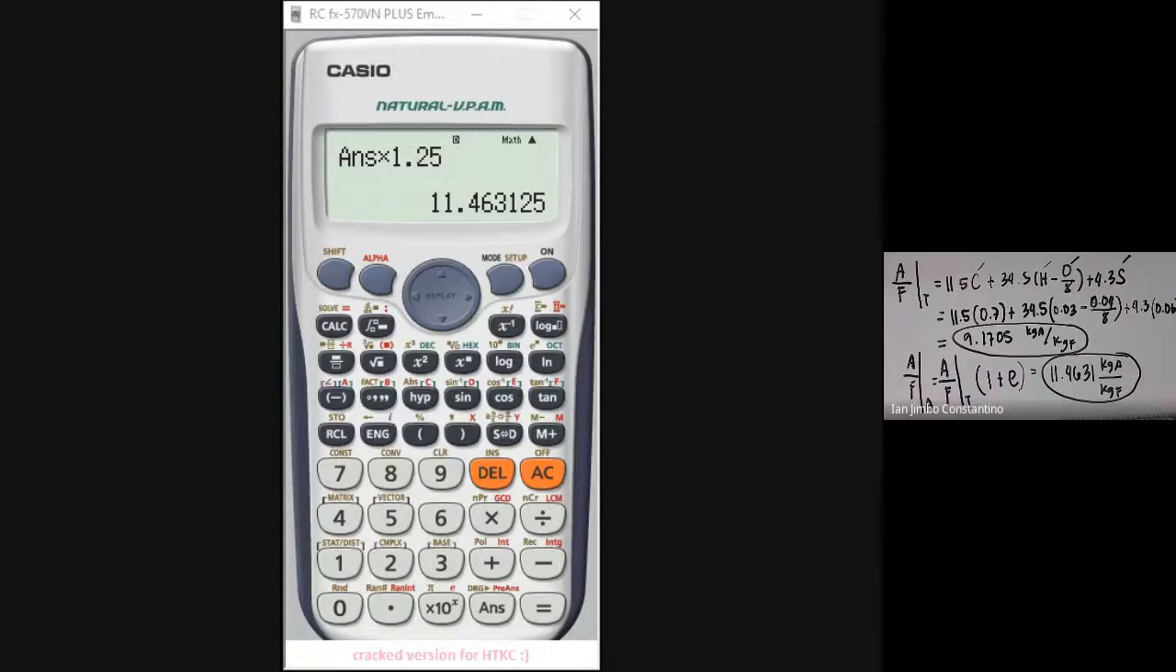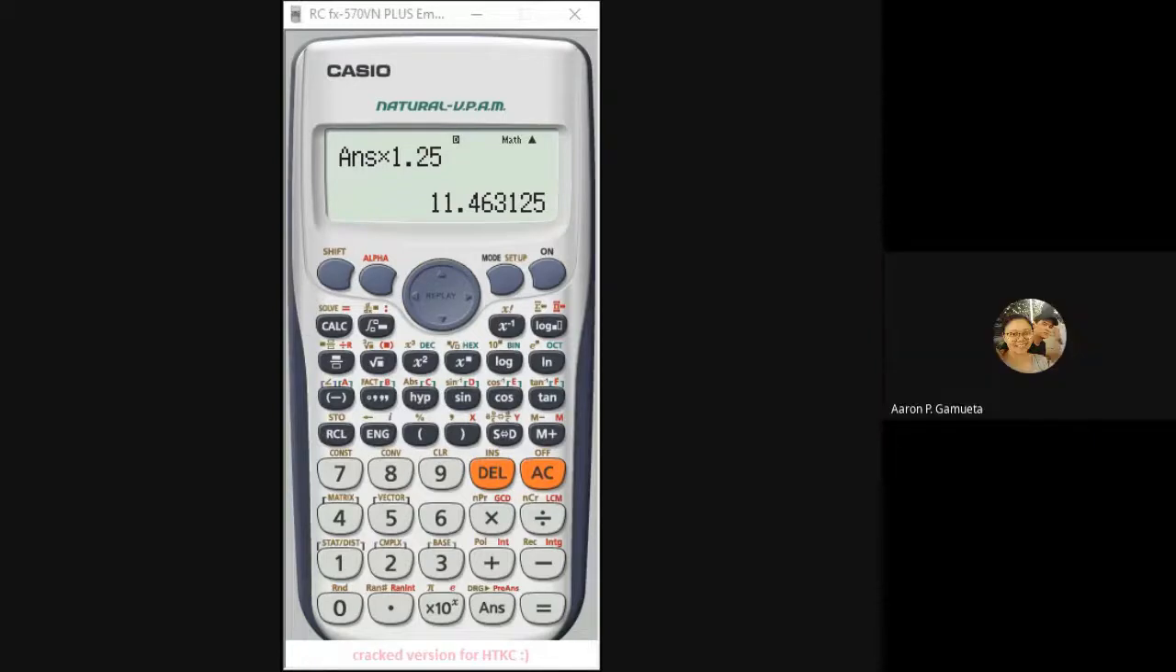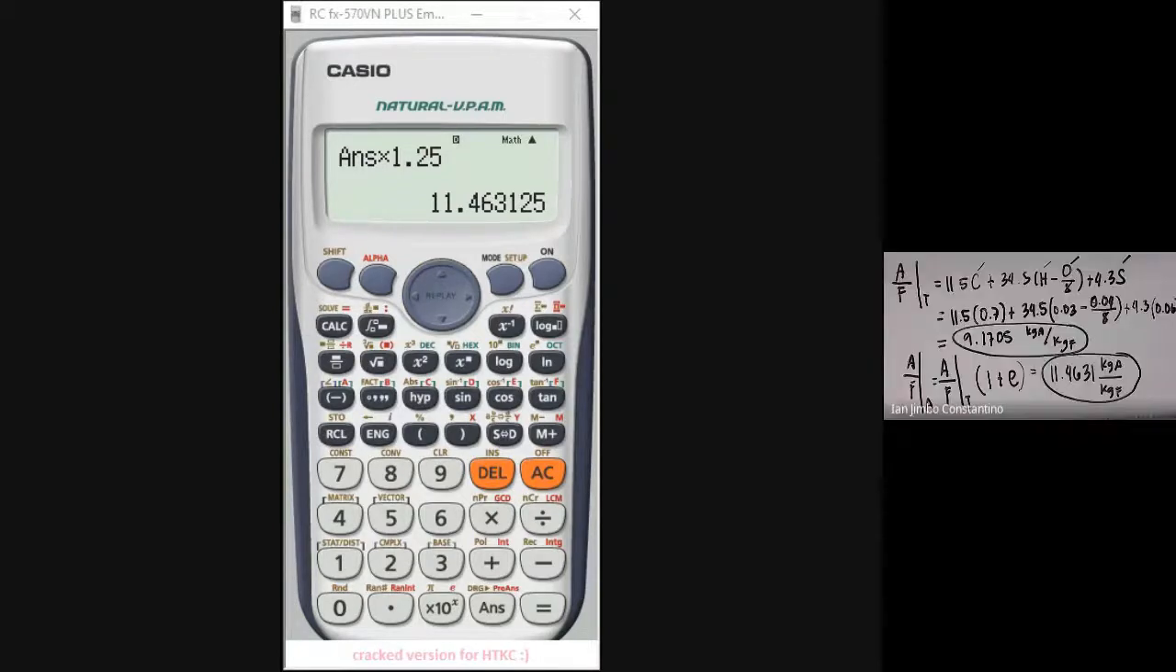Solve for number 6. No, solve for number 7 to 10. 7 to 10. Yes, sir. Thank you, sir. 7 to 10. Okay? You will pass that. I will just tell you on Friday. Okay?